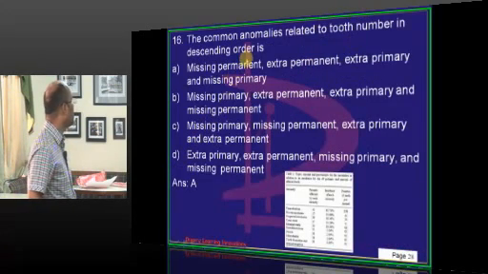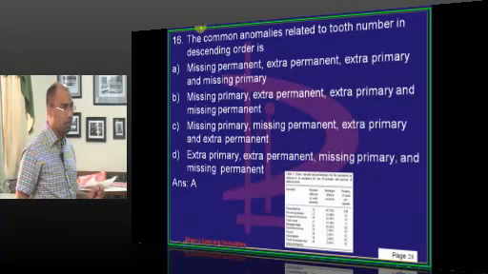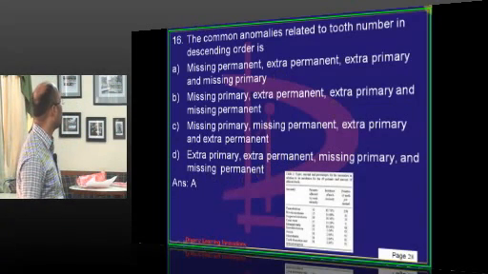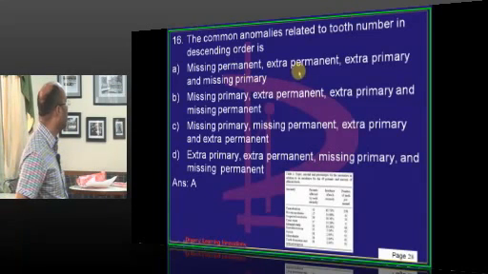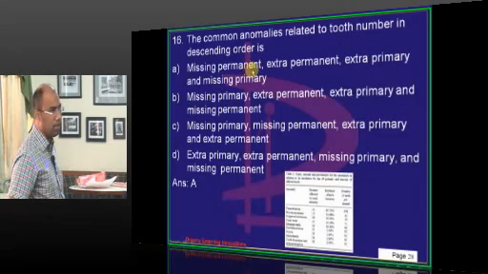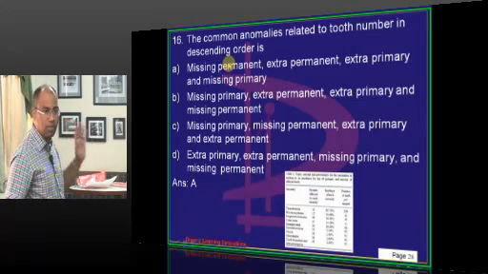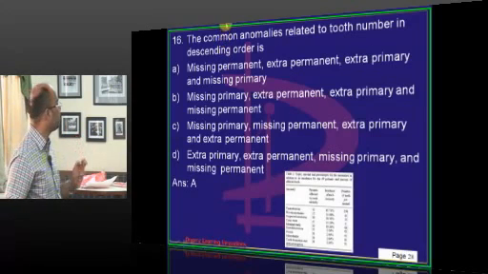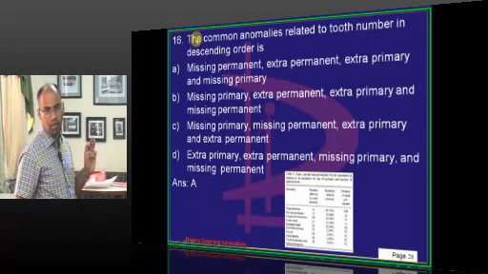The common anomalies related to the tooth number. Any anomalies in relation to the tooth number, how many anomalies are there in descending order? One is your missing permanent teeth, like your third molars, and then extra permanent teeth, extra primary and missing primary. Which is common? The most common is missing permanent teeth. Among missing permanent teeth, the most common is your third molars, isn't it? So missing permanent teeth is the most common thing you see among anomalies of tooth number.